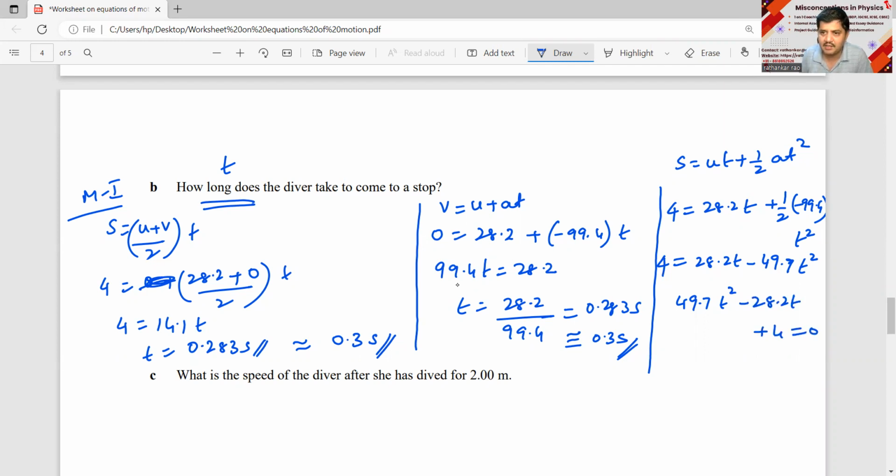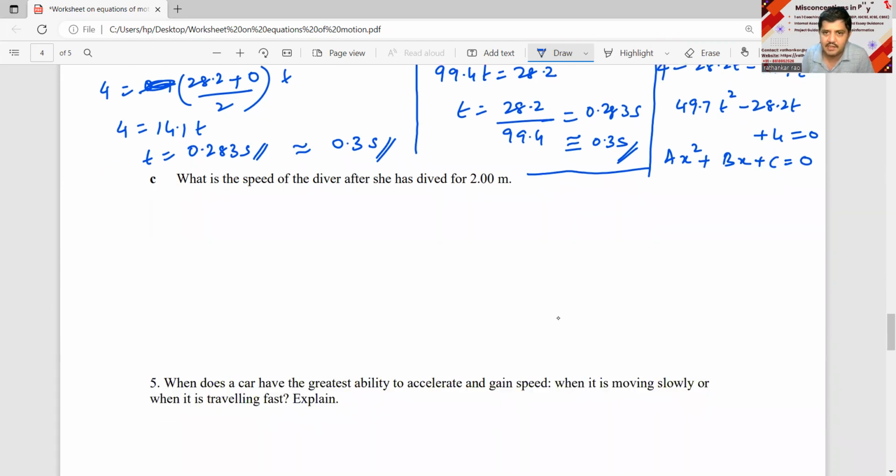What I have done is taken all these parameters to one side so that I equate it to 0. Now you see, this is nothing but a quadratic equation. I hope you have learned about the quadratic equation, ax square plus bx plus c equal to 0. What is the solution for this equation? The roots of the equation are x equal to minus b plus or minus square root of b square minus 4ac, divided by 2a.